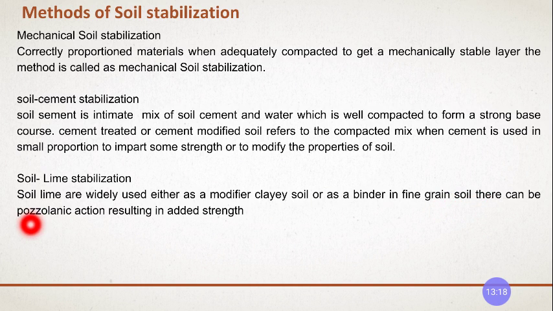There can be a pozzolanic action resulting in added strength. So lime also has some cementitious properties and pozzolanic action. It is a pozzolanic material. We have seen lime mortars. Why is lime used? It is a binding material. In the same way, we mix the soil, lime and water, and compact it properly so that we get stability and modify the soil. We mostly use this lime stabilization process in fine grain soils. Okay.